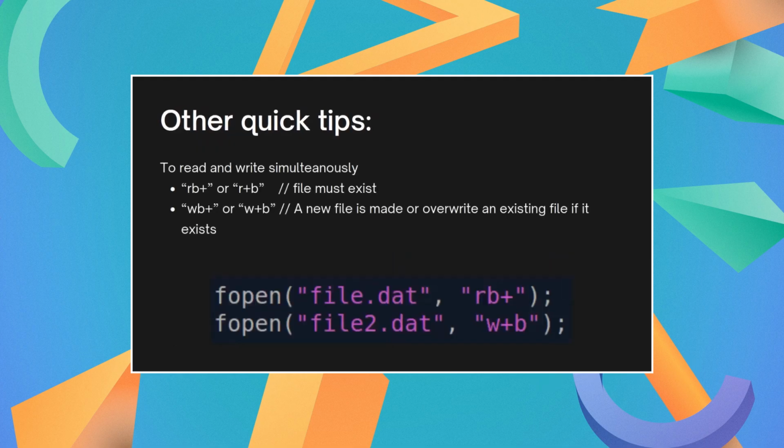Now, let's say you want to read and write simultaneously without opening and closing your file multiple times in your program. With that, you can use these modes, rb+ or r+b. But the difference between these two modes is that to use this one, a file must already exist. But when you use this one, it creates a new file, or rather, it creates or overwrites an already existing file if it already exists. So keep those in mind.